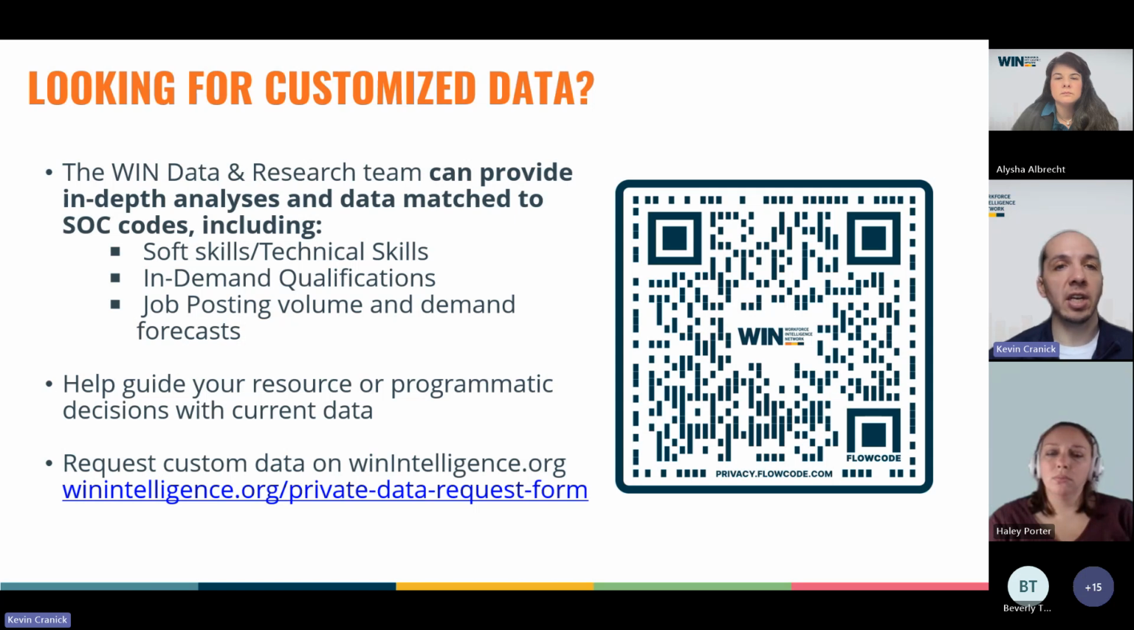So if there's anything employment related or skills related, employer demand related, we have a few examples here on screen of things that we receive common requests for, but you can use that QR code on the screen to navigate to the form. You can also just navigate to winintelligence.org/private-data-request-form. And so you can do it that way.